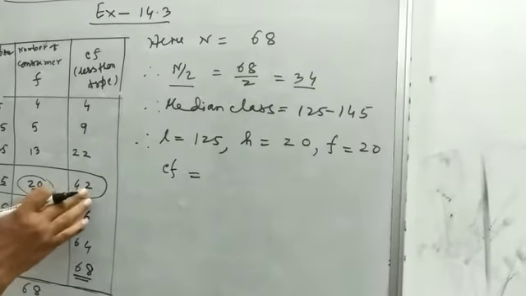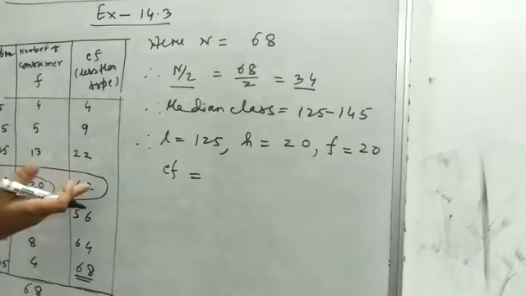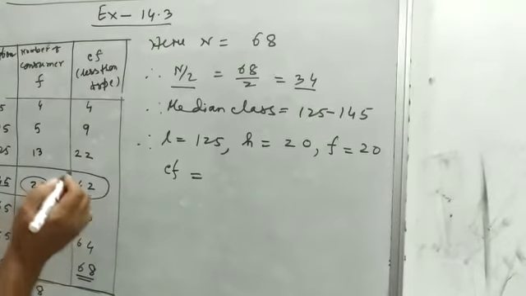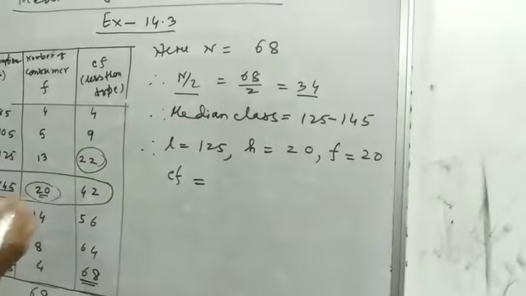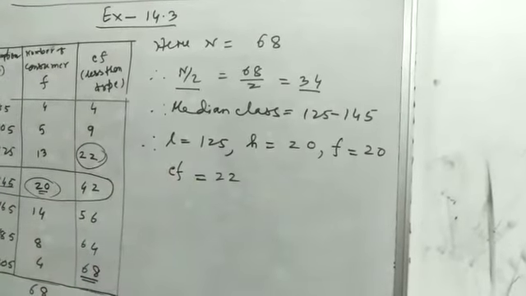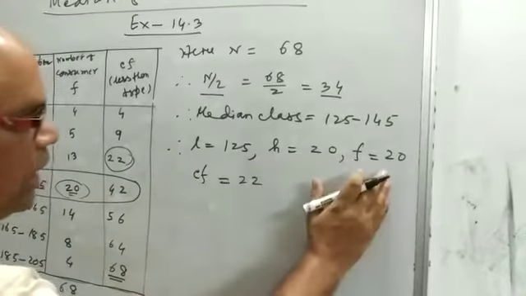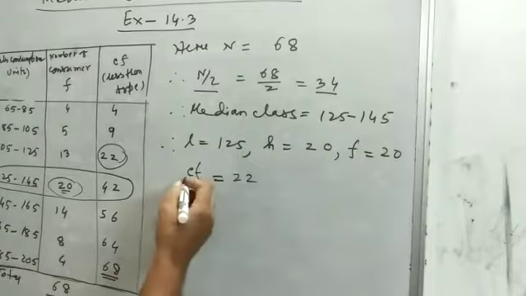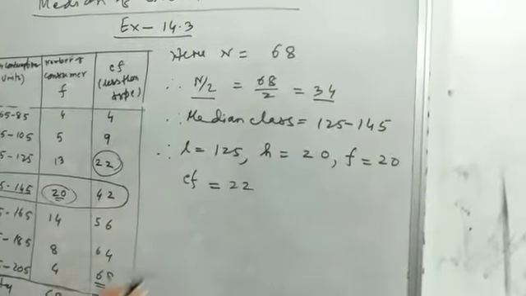Then CF. For CF, don't take 42. I said CF is the one just before the median class. So here, CF just above 42 will be 22. So CF is 22. Is that clear? This part should be clear. Now see, we got L, h, f and CF. All the terms we got.